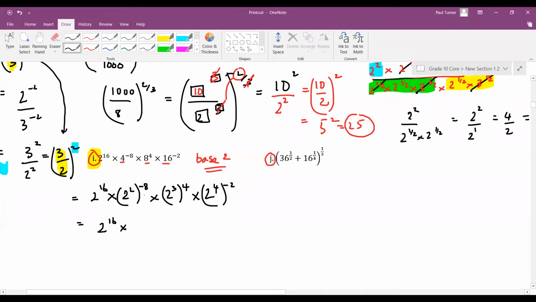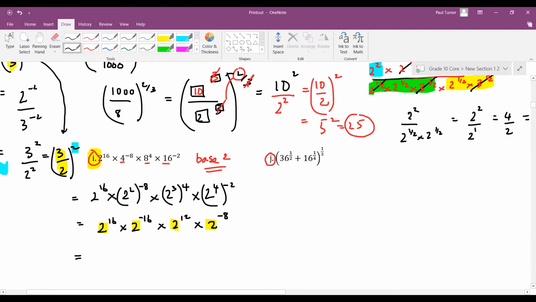2 times minus 8 is minus 16. 3 times 4 is 12. And 4 times minus 2 is minus 8. So we're always trying to get these down to the same base, if possible. Now everything is base 2, so that's good. That means you can join them together.